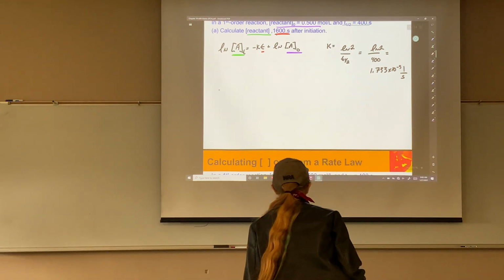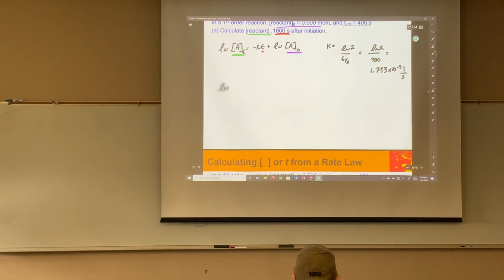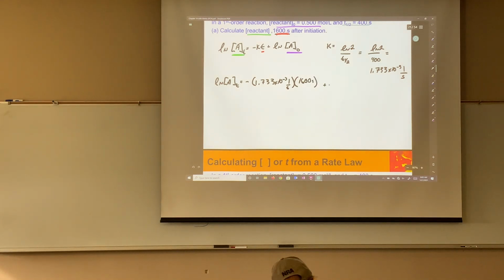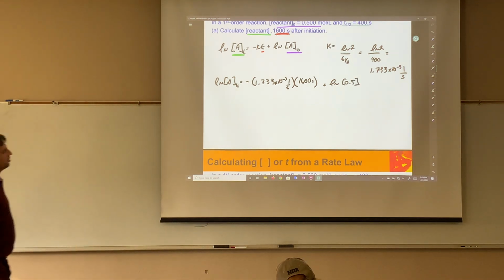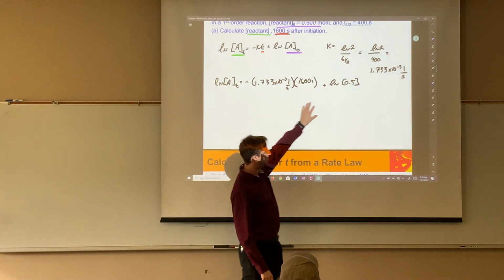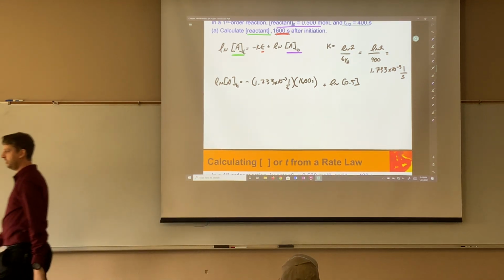Let's see here, natural log. As we start to plug things in, natural log of A at time t equals negative times our K value, 1.733 times 10 to the negative 3 per second, times 1600 seconds, plus the natural log of 0.5. Right, good? So we should be able to simplify this side down into one numerical value.